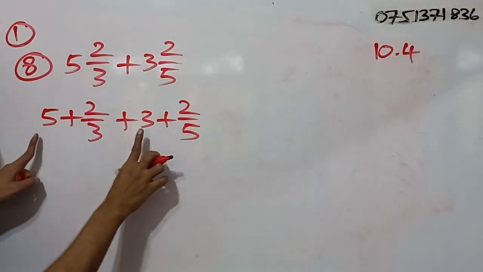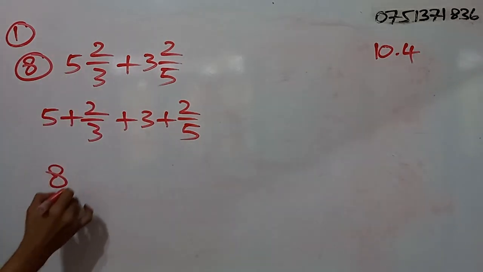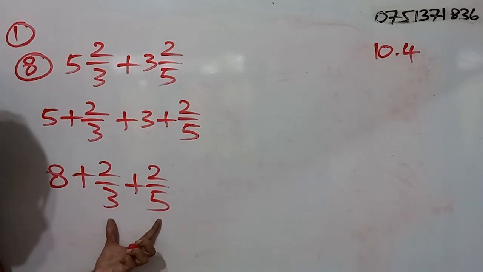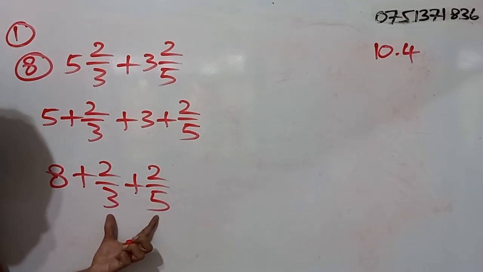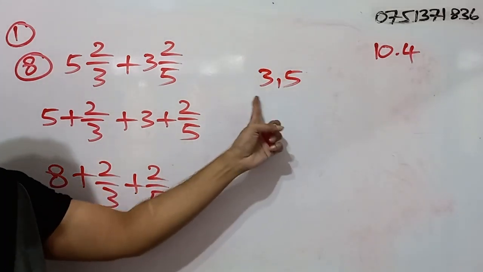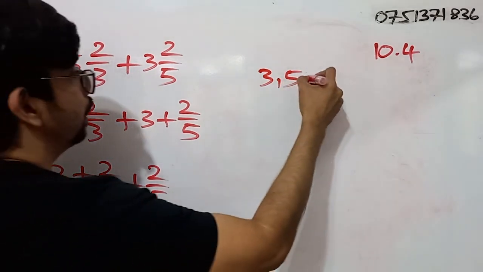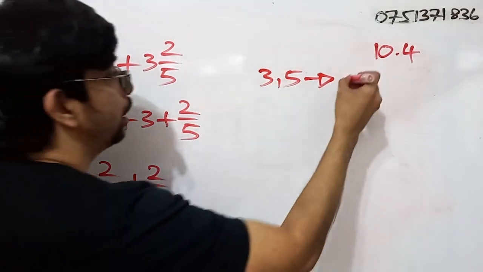So we will rewrite them in this manner. Now we can add these two whole number parts. So 5 plus 3, it will be what? 8. Now we can add the fraction parts. So before we do that, just as before, we have to consider the denominators. So those two are what? Different. The denominators are different. So what are the two denominator numbers? 3 and 5. So the easiest way is consider the LCM of these two numbers, which is what?